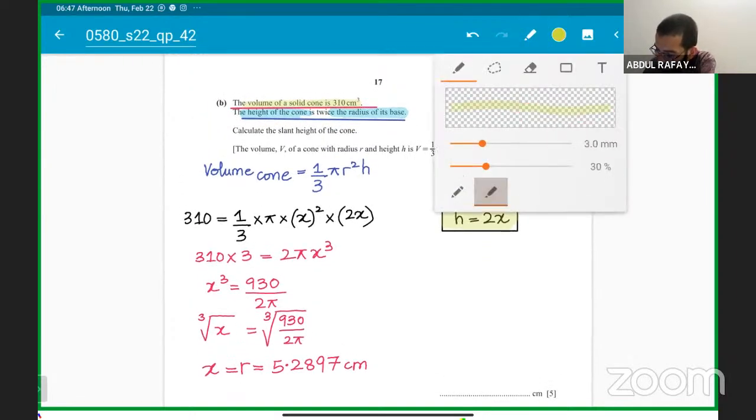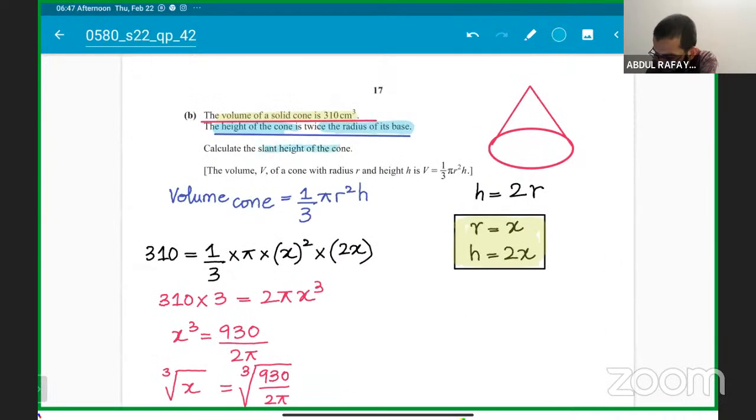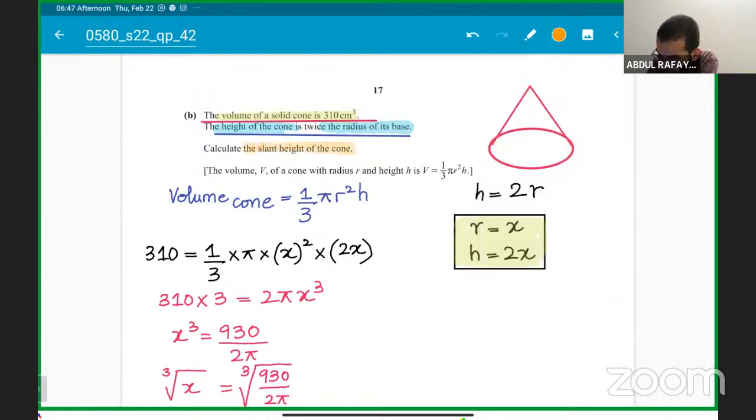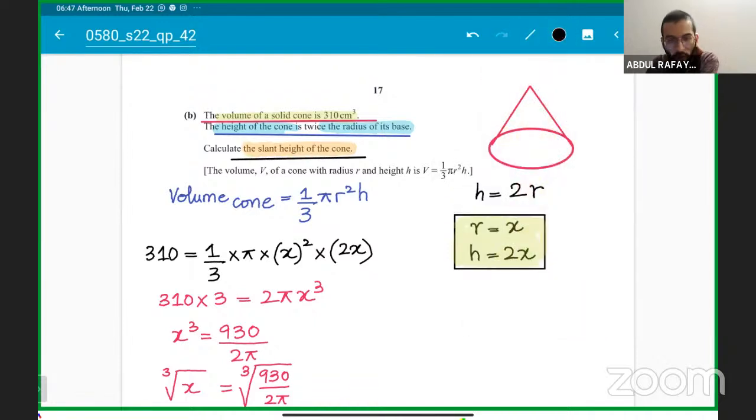What is the requirement now? Is this the requirement? No, this is only for 3 marks. Okay, guys, this will give you only 3 marks. Is everyone with me? We still have to calculate the slant height of the cone. So the further working for 2 marks will be to find the slant height of the cone.